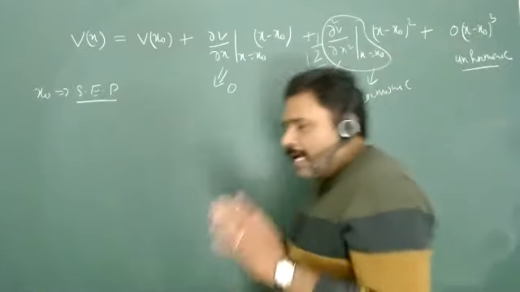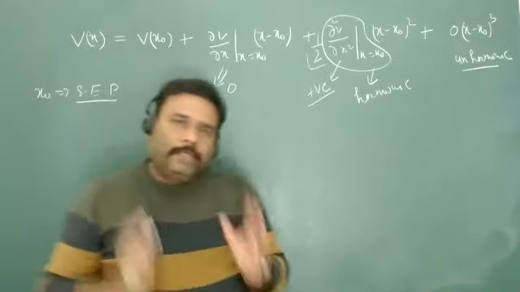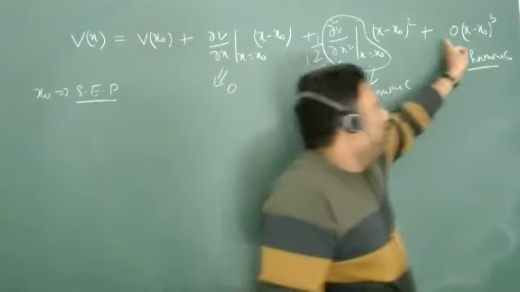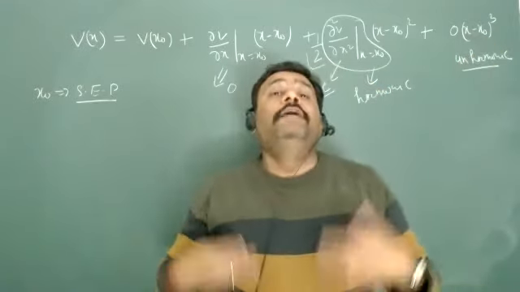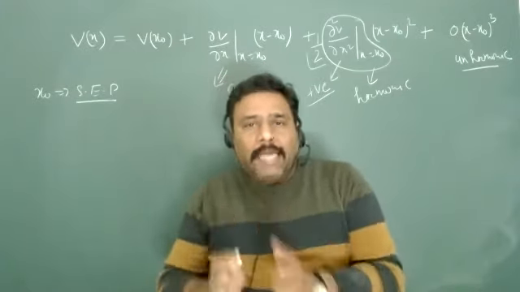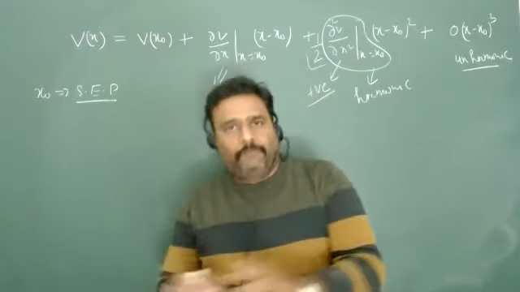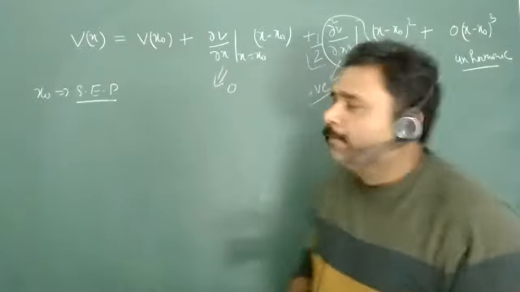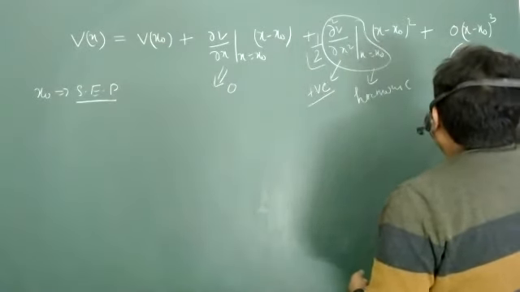And we have some situation where we can neglect the higher order terms because they are very small. We assume that (x minus x naught) cubed, (x minus x naught) to the power 4, all these things are negligible, just tend to zero.